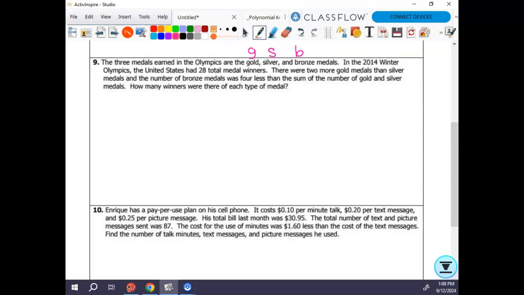Okay, I'm going to use G, S, and B. Are we okay with that? Got to make sure your G doesn't look like a 9, your S doesn't look like a 5, and your B doesn't look like a 6. And if it does, maybe you use X, Y, and Z. But make sure if you use X, Y, and Z, you know what X goes with, what Y goes with, what Z goes with. Otherwise, none of it even matters.